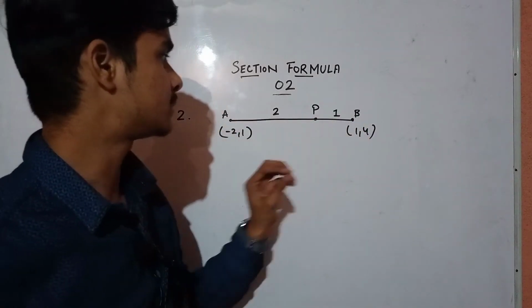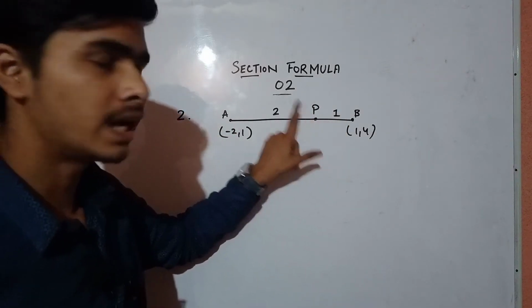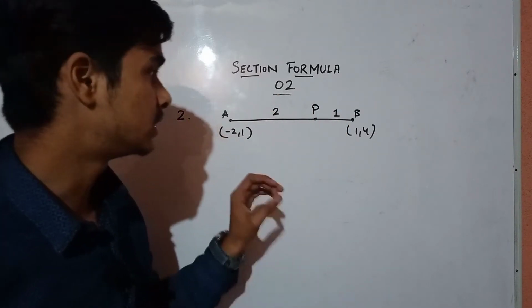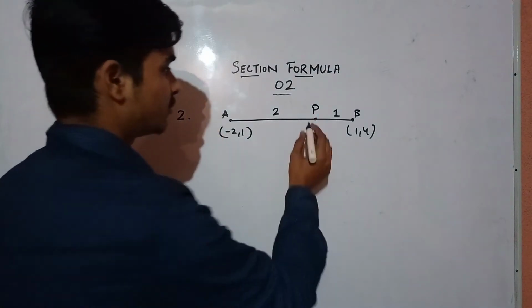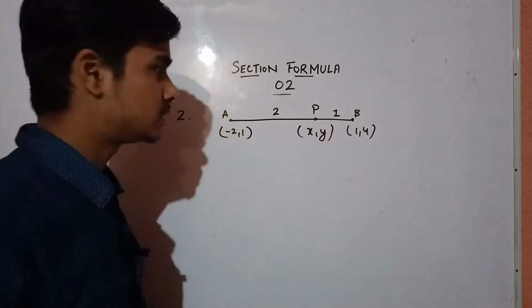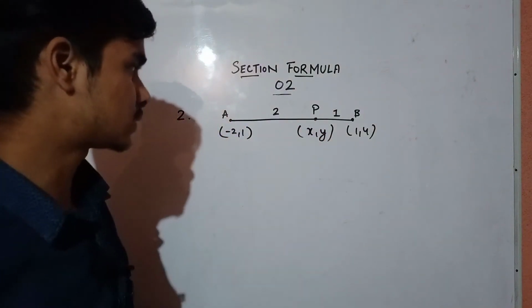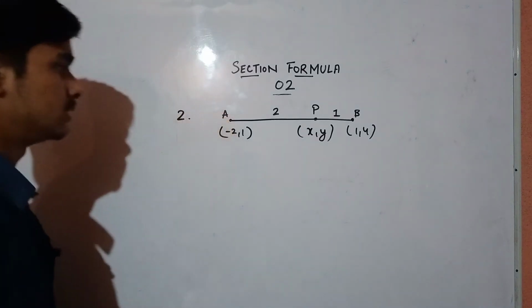So this line has been divided in a ratio 2:1 by this point P, and the question demands that what is the coordinate of this point P. So first of all, let us assume that the coordinate of point P is x, y. Okay, this you need to write down in your copy.